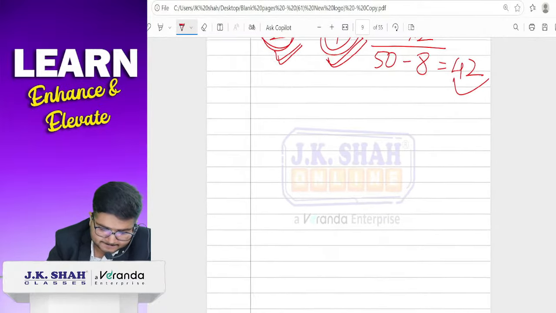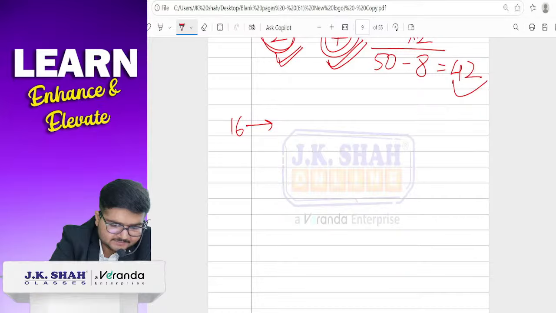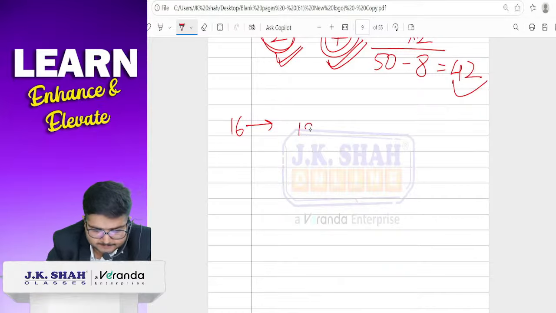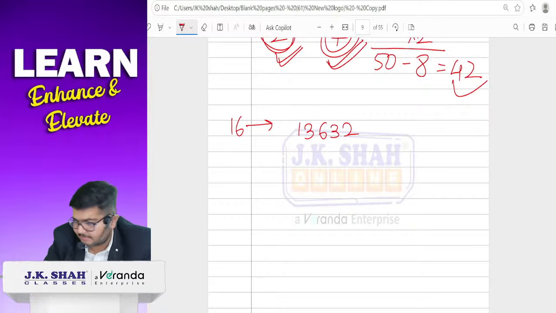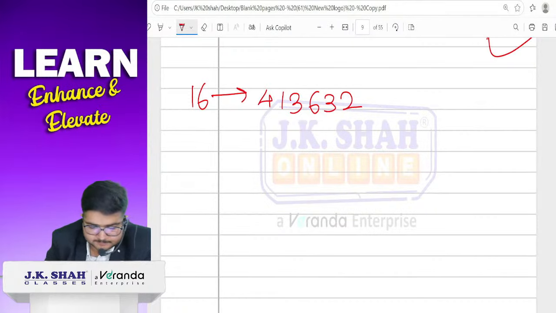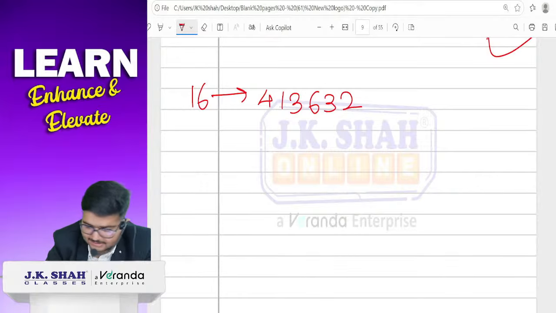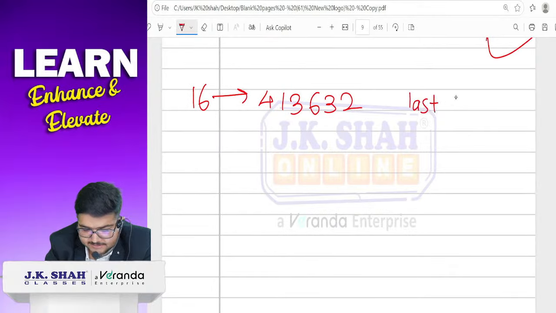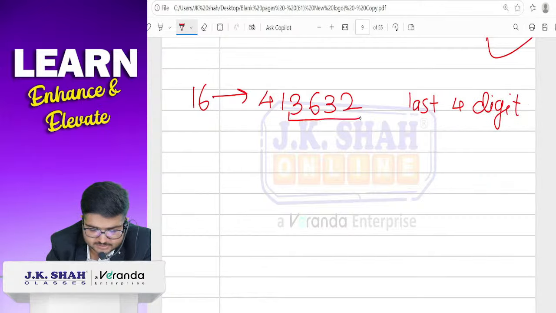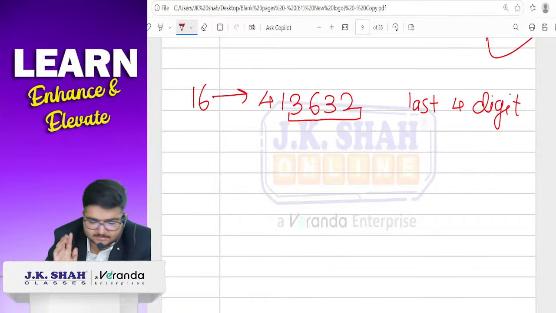Understood. Let us do the last divisibility rule, that is of 16. Now 16 has a very difficult divisibility rule. It is very difficult, but I want to teach you. Now you have to see here. For the 16 divisibility rule, you have to check the last 4 digits. For example, you have to check whether 3632 is divisible by 16. If the last 4 digits are divisible by 16, then the whole number is divisible by 16.